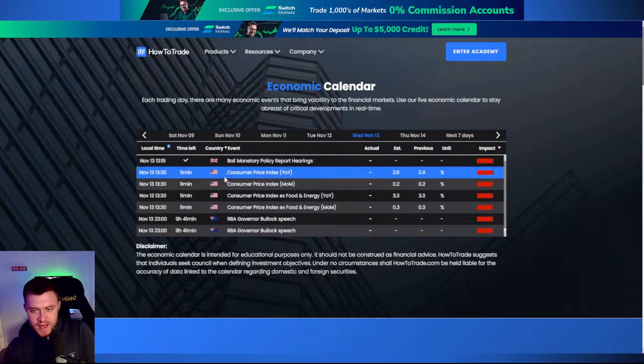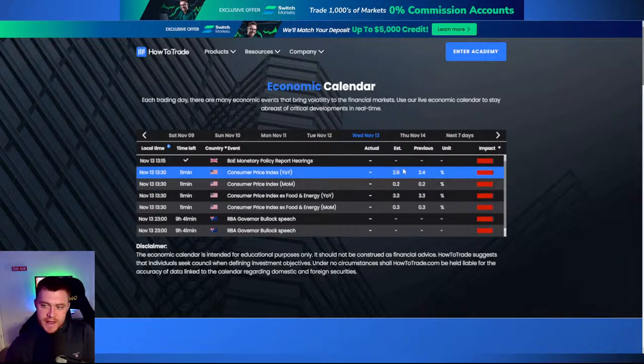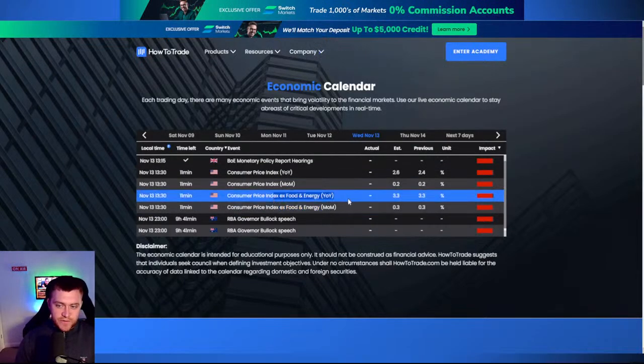So we're looking at these four data releases at the moment. The main one, which is still the headline, is the year-on-year consumer price index. As you can see, the previous was 2.4%. The forecast for the CPI is expected to tick slightly higher, up to 2.6%, so a slight increase in the yearly figure. The core CPI, which is this one here where it says excluding food and energy, is expected to remain up at around 3.3%.